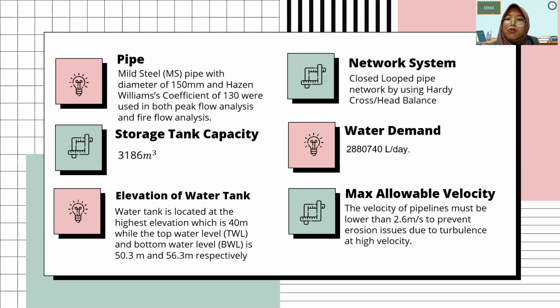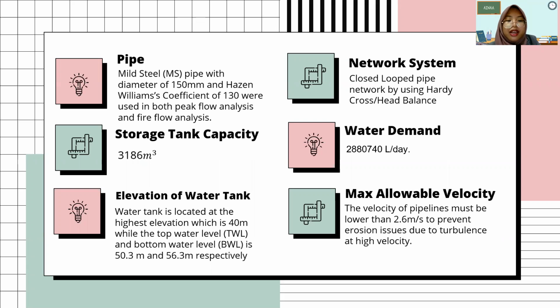So for the network system, we use the closed loop pipe network by using Hardy Cross and head balance because it is useful when maintaining pipelines, in order to make sure the water can be supplied to the consumers. For water demand, after we calculated, we get around 288,07440 liter per day. Water demand is calculated according to the Uniform Technical Guidelines Water Reticulation and Plumbing by Suruhanjaya Perkhidmatan Air Negara (SPAN).